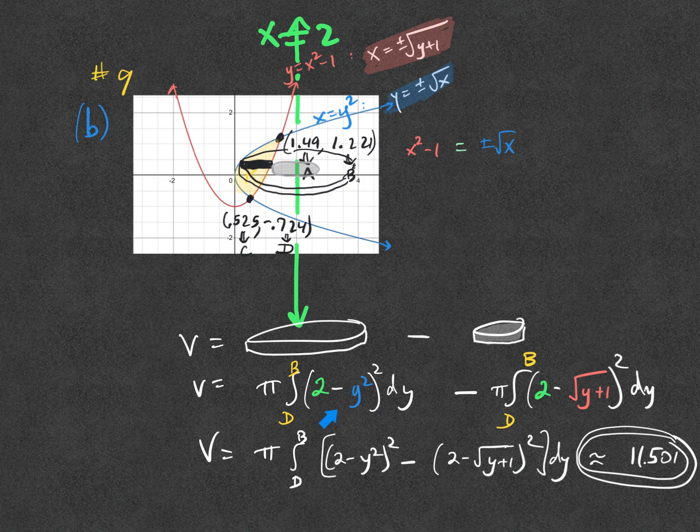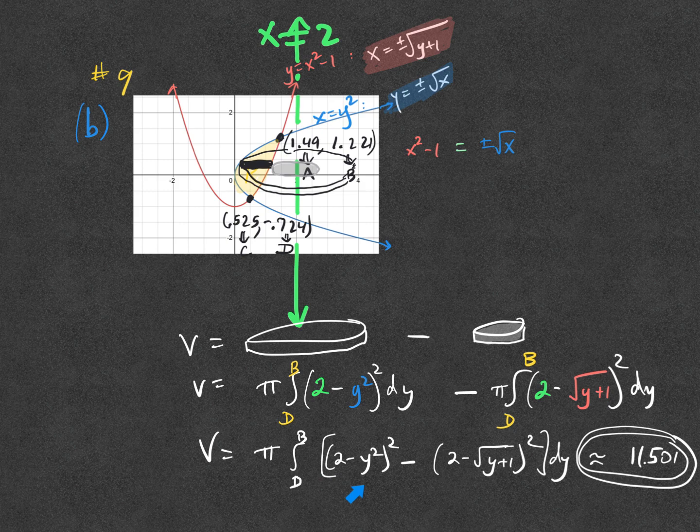So the radius, the big radius, is from the green line all the way to the edge, which is the blue curve. From the green line to the blue curve, the green line, 2, minus the x value of the blue curve, which is y squared. And then for the inner radius, it's the green line, 2, minus the x value of the red line. The x value 2 minus the x value of the red line. So 2 minus the x value of the red line for the small radius for the inside disk is the square root of y plus 1.